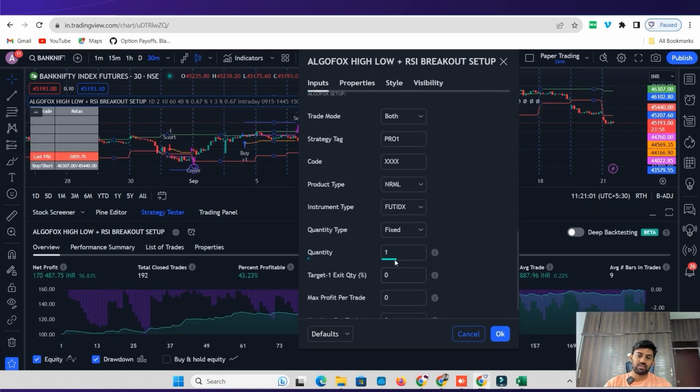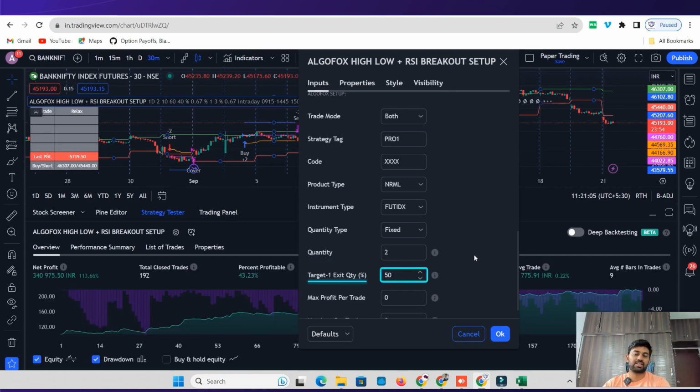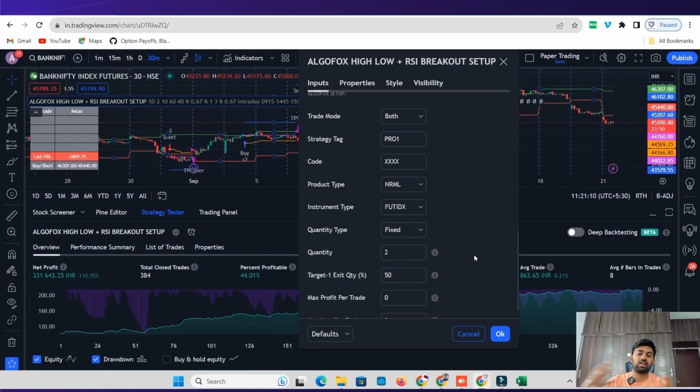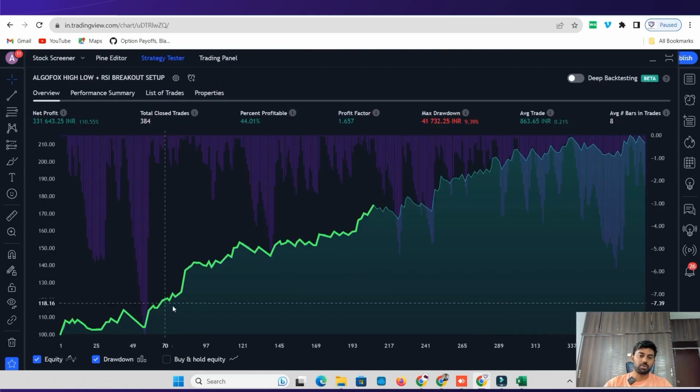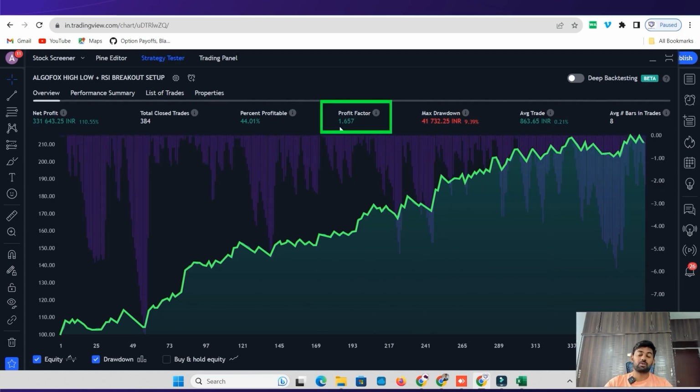And quantity will be 2 lots, because I want to trade with 2 lots so that I can exit 50% at target 1. So 1 lot I will exit at target 1, the remaining 1 lot I'll carry forward. Now if I add all of this, the results become very amazing. So you will see a beautiful curve, and risk reward is also very good. Profit factor is also very good. Profit factor is 1:1.6. Drawdown is very less, just 9%. And net profit in the last 4 years is 110% on 384 trades.